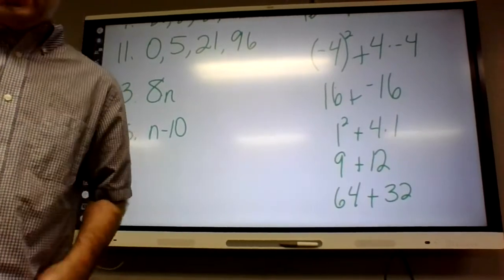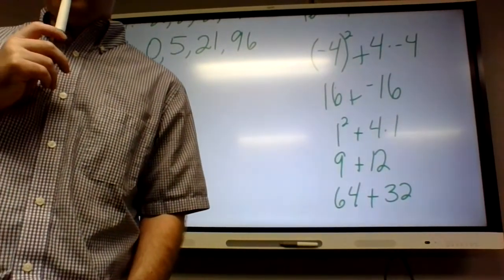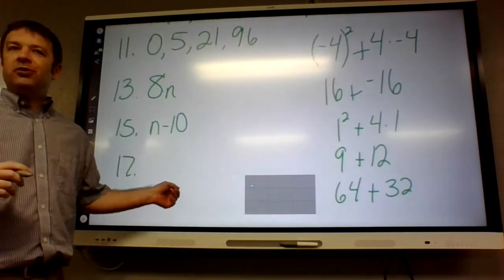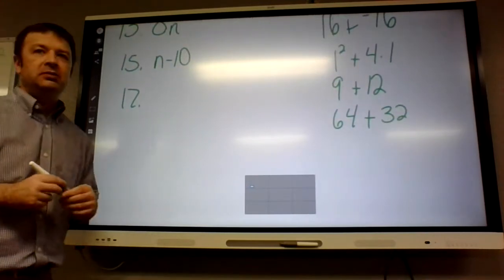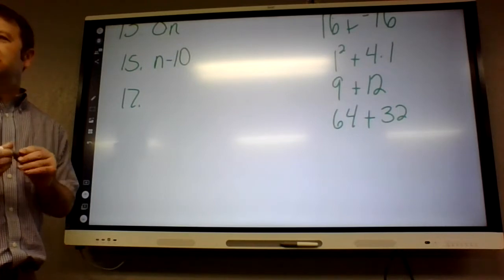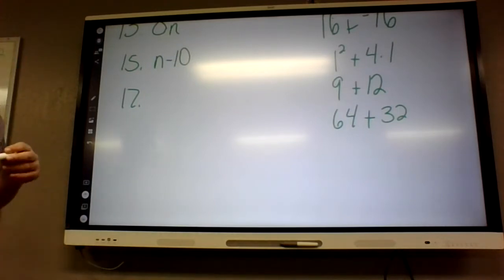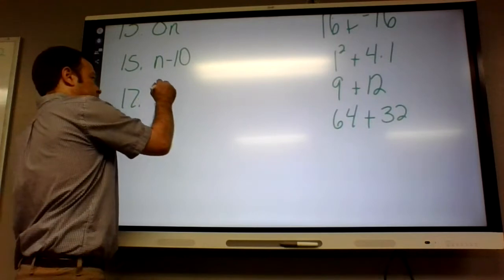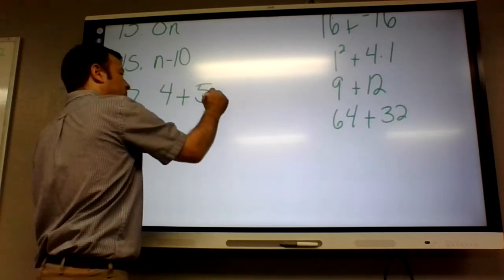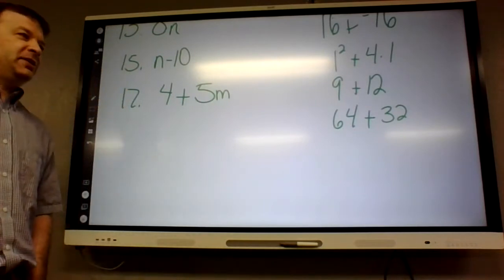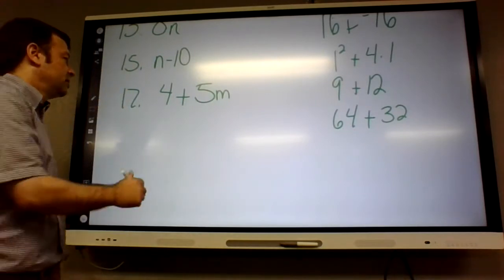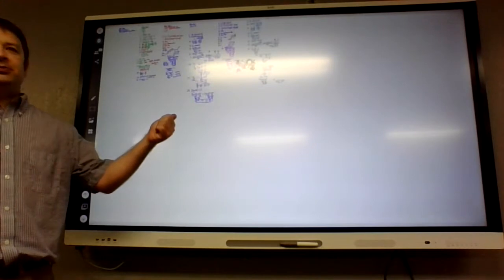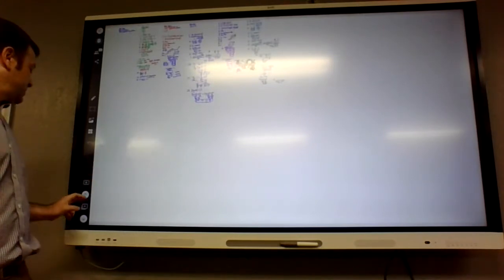All right. Number 17. 4 more than 5 times the number. Anybody want to try that one? What do you guys think 4 more than means? Carolyn? Would it be 4 plus 5 n? Yes. Or whatever variable. What if I had written this? Would that be wrong? No, because order of addition does not matter.